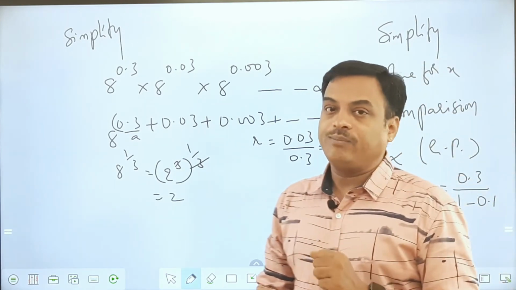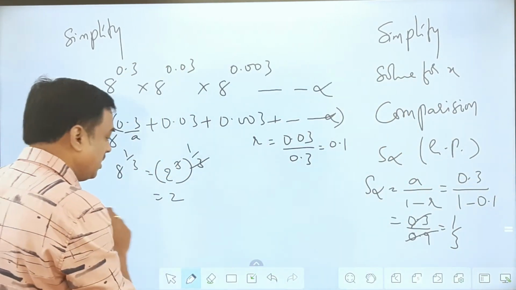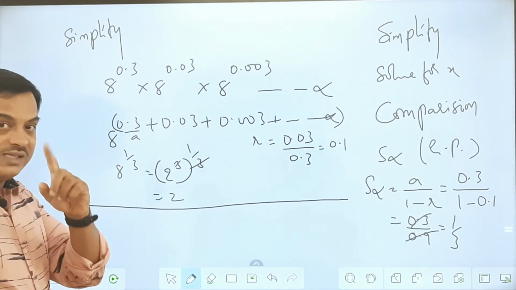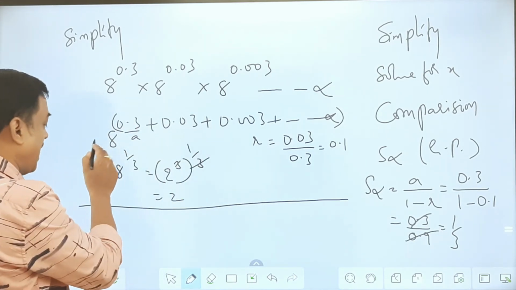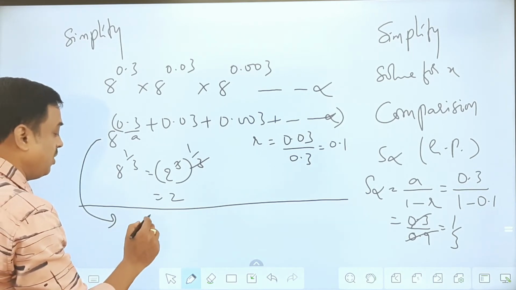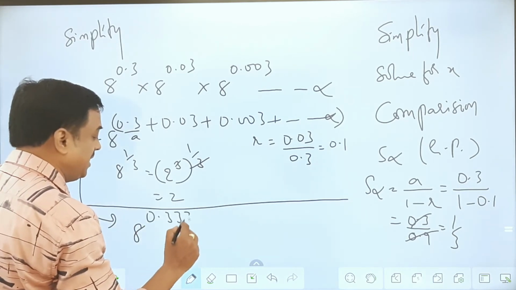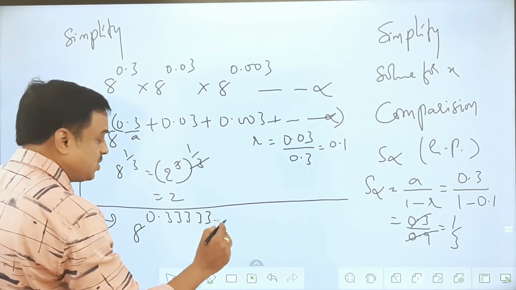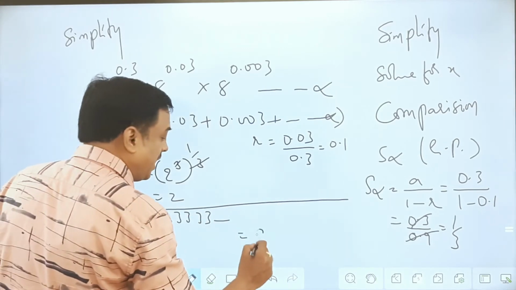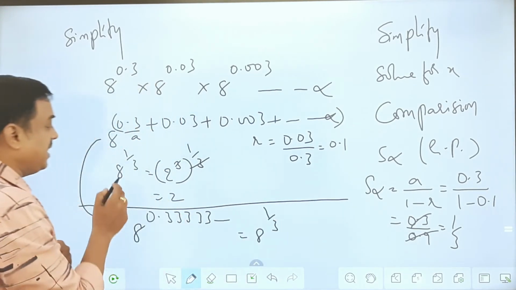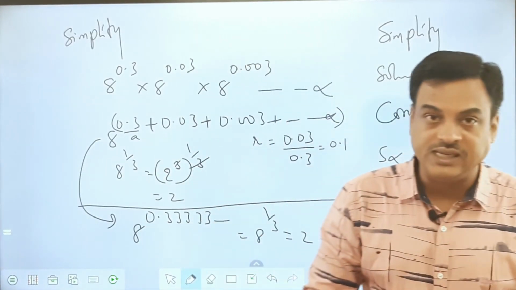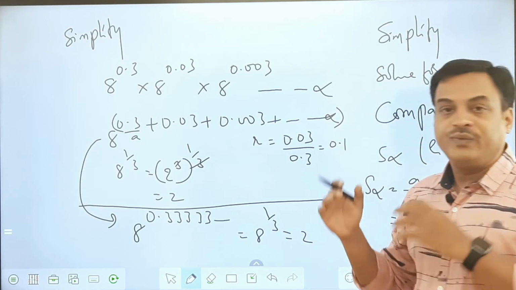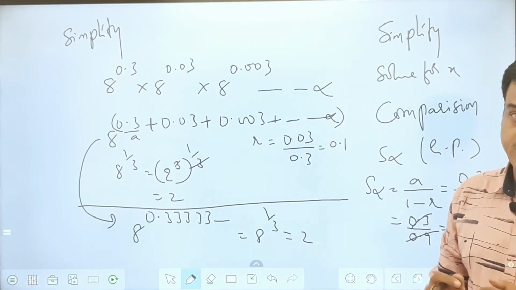There is one more alternate method for the same problem, and that will finish the problem in only one step. When we say bases are same, powers should be added. When you add this, you'll get 8 to the power of 0.33333 and so on, which will be equal to 8 to the power of 1 by 3, and 8 to the power of 1 by 3 is finally resulting in 2. The cube root of 8 is 2. So in this way also we can handle the same question.